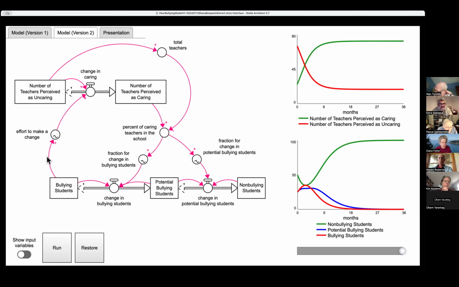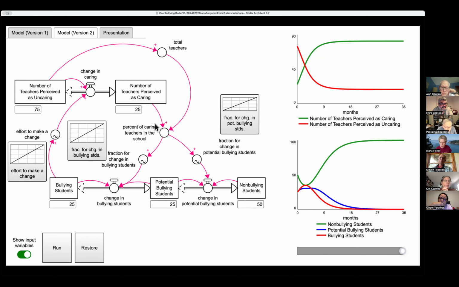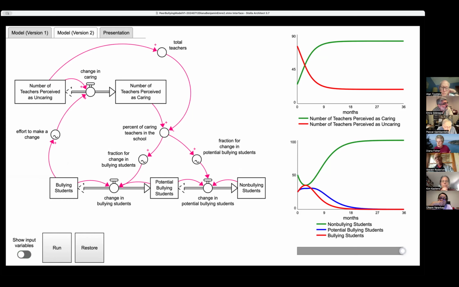And this graphical converter is the same as before. And this feedback from the number of caring teachers: the more caring teachers, we pull the bullying students back to being potential bullies, and we pull the potential bullies back to being non-bullying. And you can see here, again, it's very simplistic. I will show you that these are all straight lines, so that is not realistic, but we just wanted something to see if it could work.